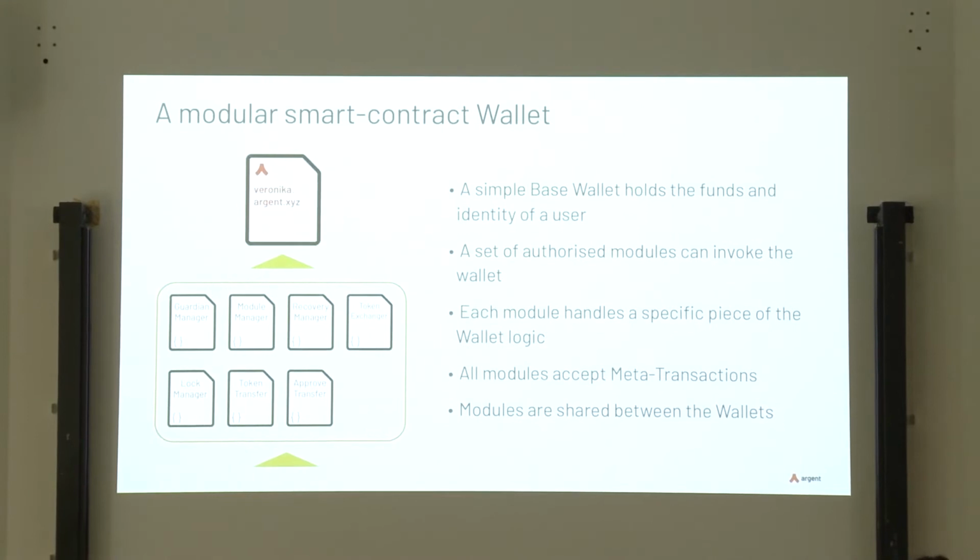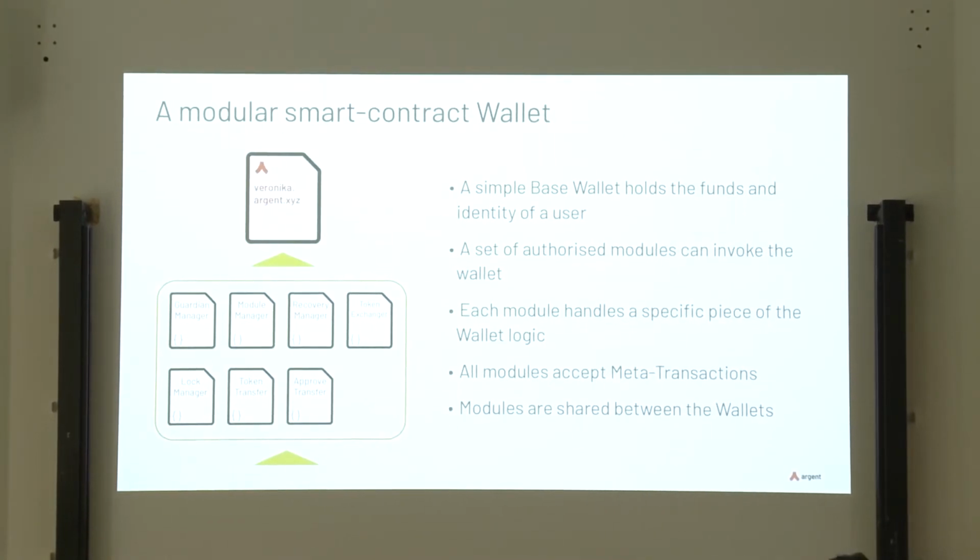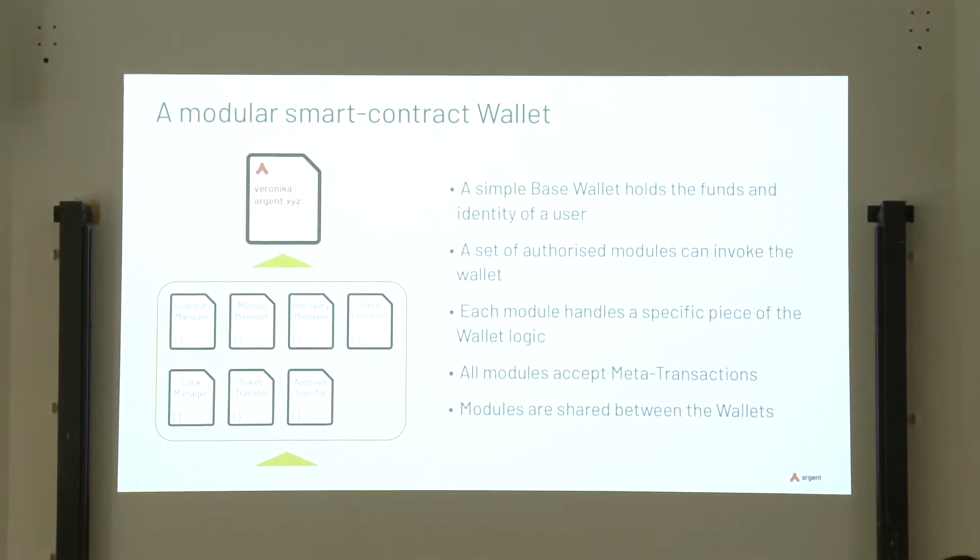So we are a smart contract-based wallet, and we've taken an architecture which is a bit different than most people. When you have an Argent wallet, what you have is a very simple contract that we call the base wallet. And when I say simple, it's less than 100 lines. And then we have a set of modules, and each of these modules contains a different piece of the business logic.